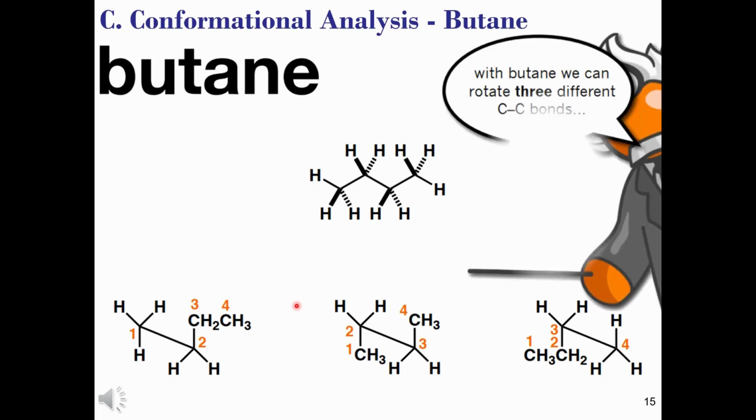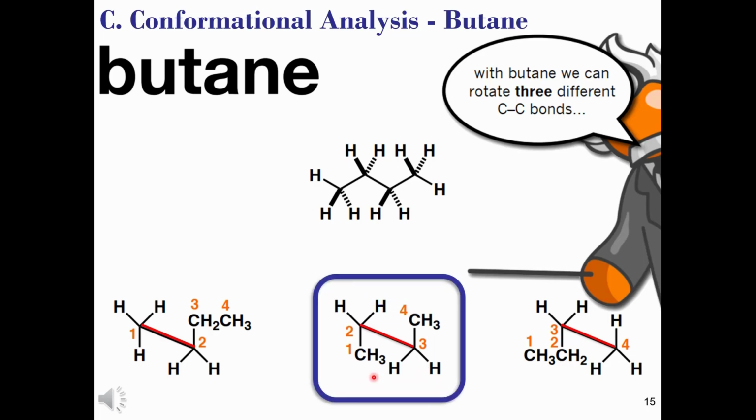In butane, it's possible to rotate 3 different carbon-carbon sigma bonds, either the 1,2 bond, the 2,3 bond, or the 3,4 bond. Now, the 1,2 and the 3,4 would give us the same energy profile. However, when you rotate around the 2,3 bond, this gives us a much more interesting energy profile, as we're able to see the interaction of 2 methyl groups. Let's go ahead and see what will happen when we rotate the front carbon 60 degrees, just like before.